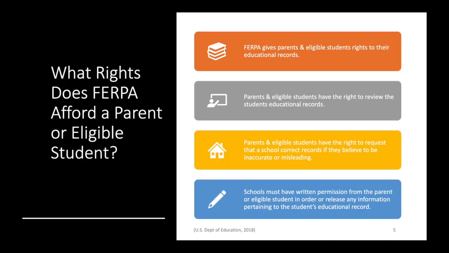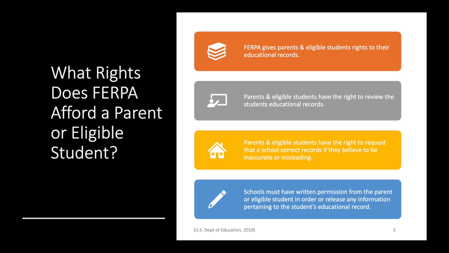What rights does FERPA afford a student? FERPA gives parents and eligible students access to their educational records. These rights transfer to the student themselves when they turn 18 years of age or attend another school or institution beyond the high school level, such as college or higher education. This is when the student is deemed an eligible student. I will be referring to eligible students and parents throughout the presentation.